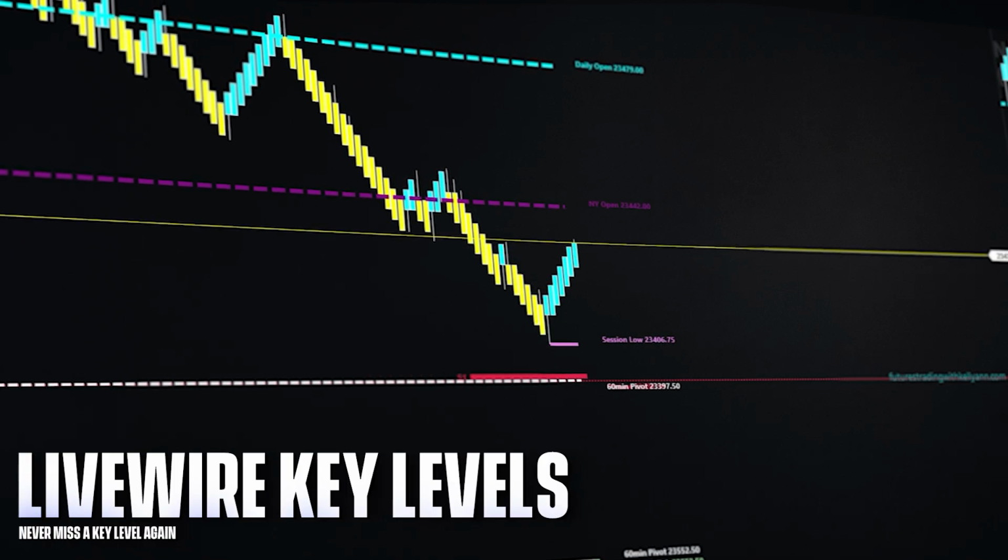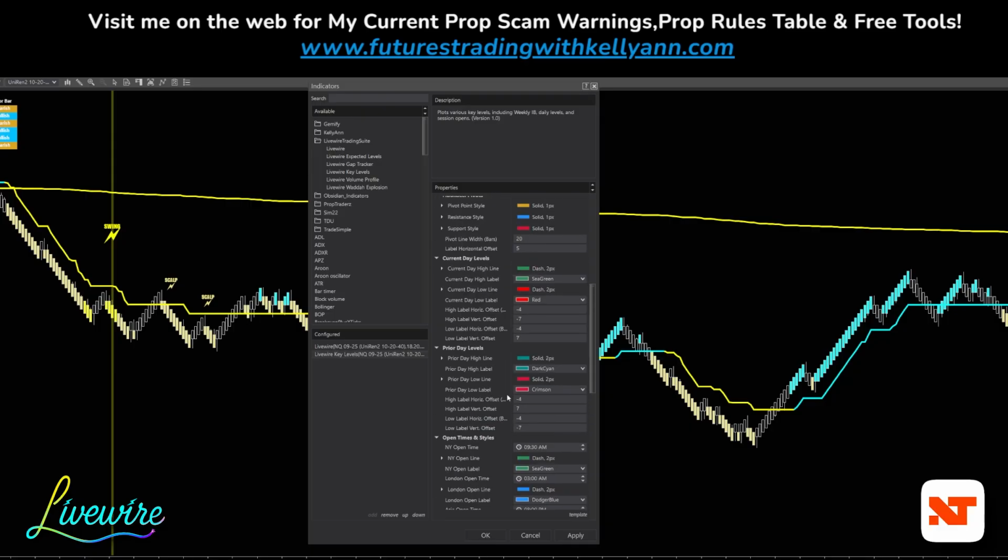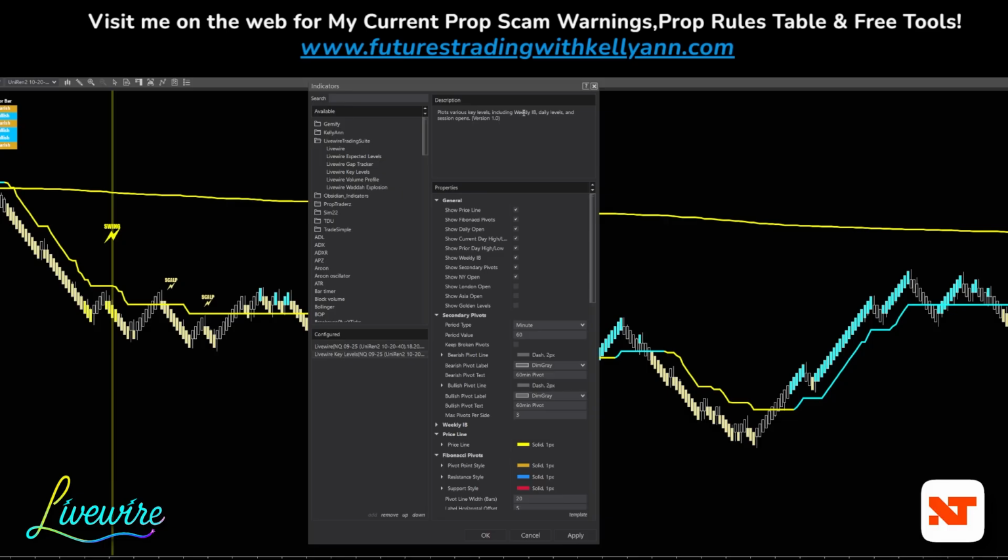I wanted to do an overview of the LiveWire key levels indicator. There is a lot of stuff in this one. This is going to provide weekly IB, daily expected levels, session opens, multiple time frames. You're going to get the option to toggle on or off a price line. We have the Fibonacci pivot.